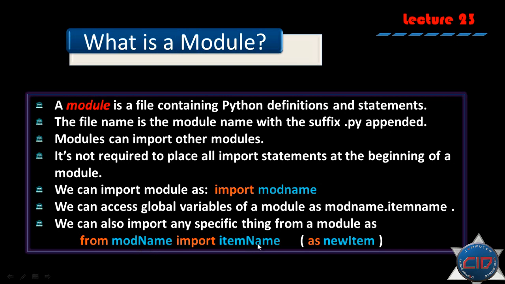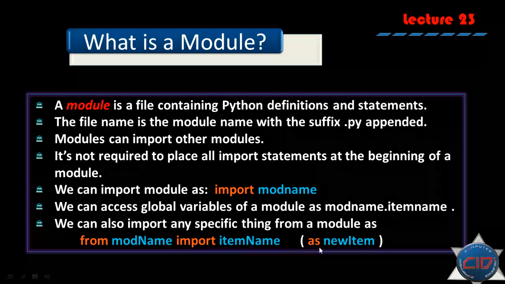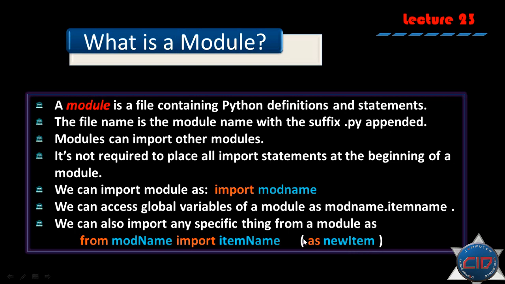We can also change the name of things using the as keyword. Suppose we are importing item name, which is a method, and we are just changing the name of that method to new item. So we can use from mod name import item name as new item. Now this method will be named new item in our current file. Let me show you with the programming.